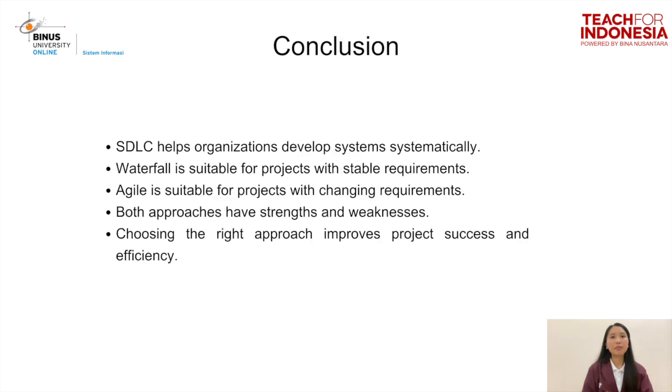Okay, to wrap things up, let's review our main conclusions. First, SDLC is the backbone of systematic system development. Second, Waterfall is your go-to model for stable and predictable requirements. Third, Agile is your best ally when you need speed, adaptability, and constant user feedback. And the last one is that every project has its own unique landscape. By choosing the right approach, you improve your project success and efficiency.